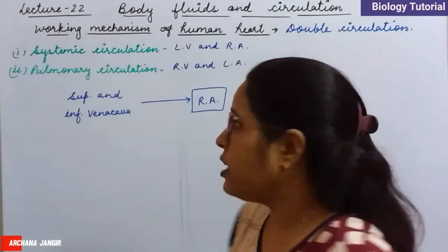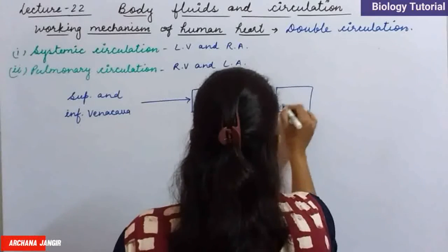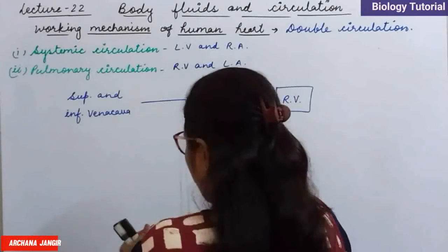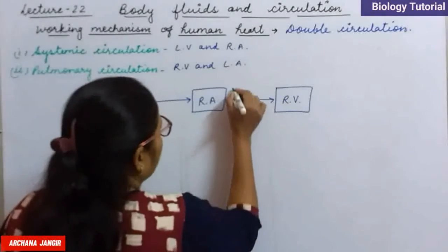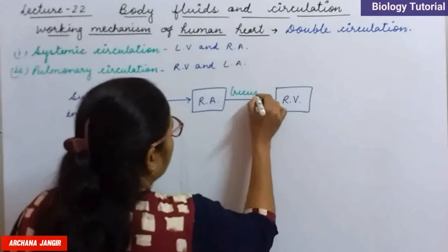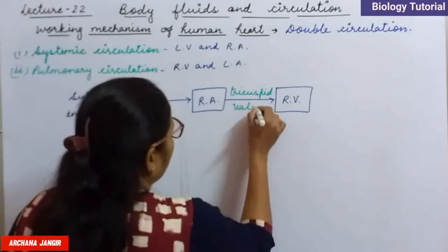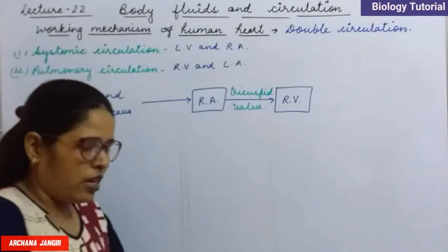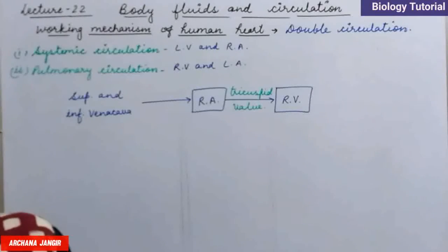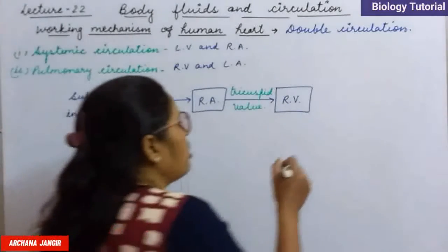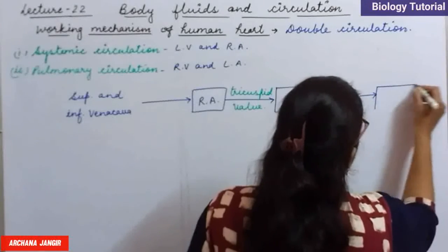From the right auricle, this deoxygenated blood goes into the right ventricle. In between the right auricle and right ventricle, a valve is there that is called the tricuspid valve, which regulates the blood flow. This deoxygenated blood from the right ventricle goes to the lungs for oxygenation through the pulmonary artery.